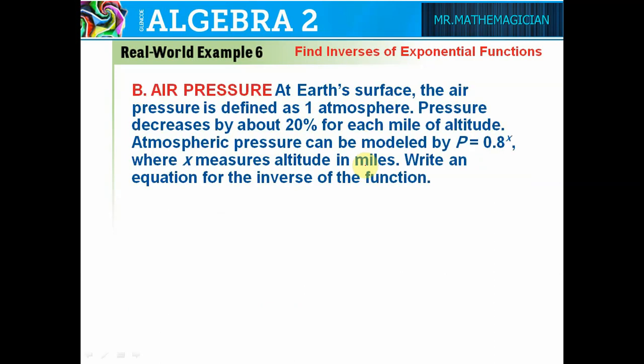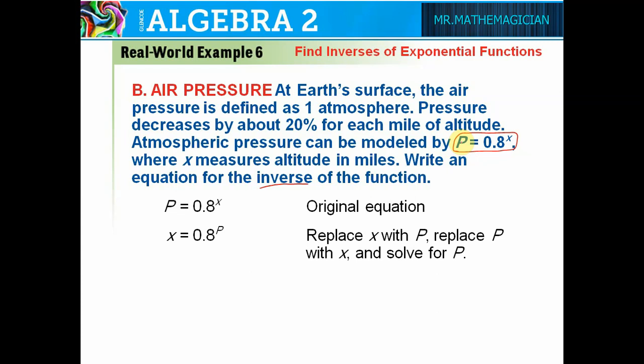With the same information, now we are asking you to write an equation for the inverse of this function. Of course, we know that the inverse of the exponential will be logarithmic. So P equals 0.8 to the power of x is the original equation. X equals 0.8 to the power of P. Replace x with P and replace P with x. This is the first step in finding the inverse function, like we used to replace x with y and y with x.